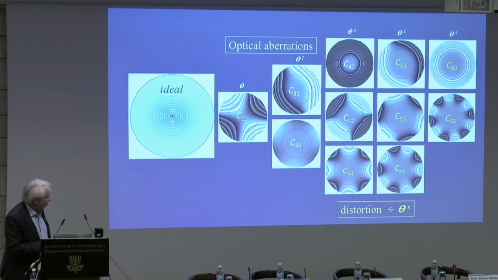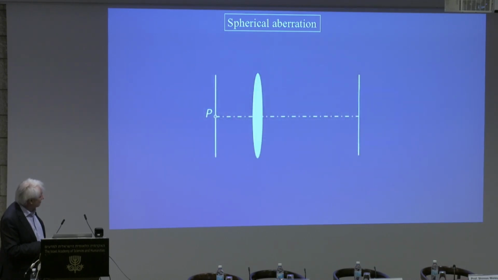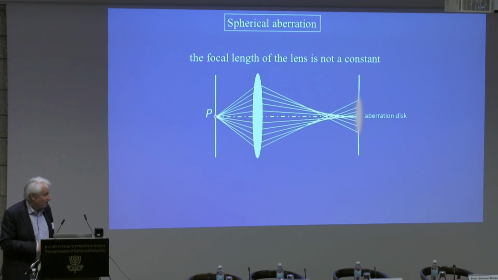And now let us concentrate for brevity on one of the aberrations, and this is spherical aberration. Spherical aberration means that the refraction power of the lens is much stronger at the periphery than in the center of the lens. And this leads to the fact that the focal length is not constant. It's longest along the optical axis, and then it decreases, which means that this point P here is projected into an aberration disk rather than a sharp point.